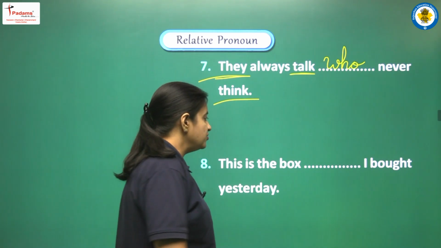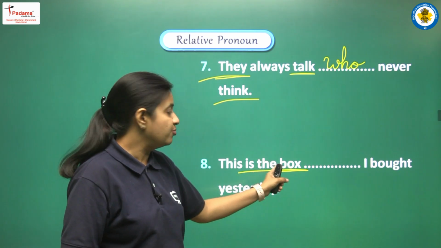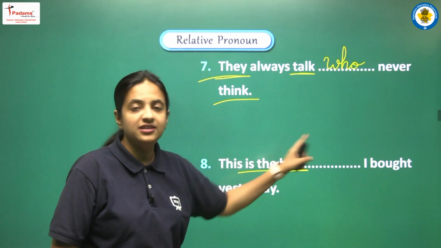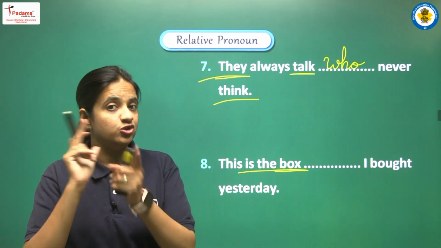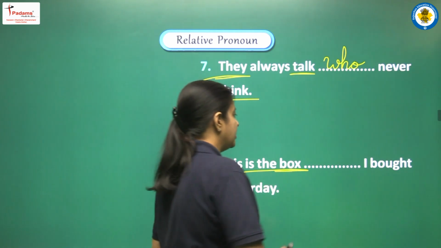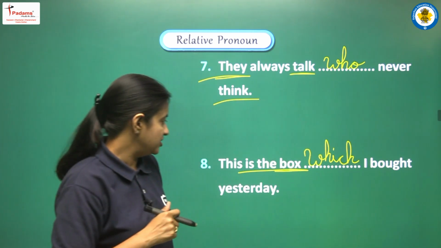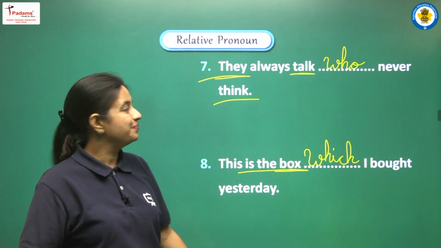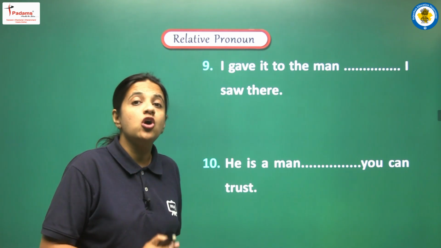So here in this sentence we have to use a relative pronoun for the box, and we can see very clearly here that box is the object. Yes, this is the object, and I that is given to us is the subject. So we have to write one relative pronoun that is used for an object when the object given to us is a thing. So what can we write here? Yes, our answer will be which, and the complete sentence will be this is the box which I bought yesterday. Okay. Next sentence, I gave it to the man I saw there.